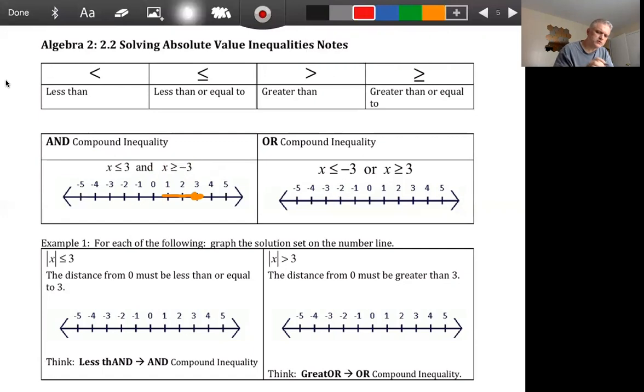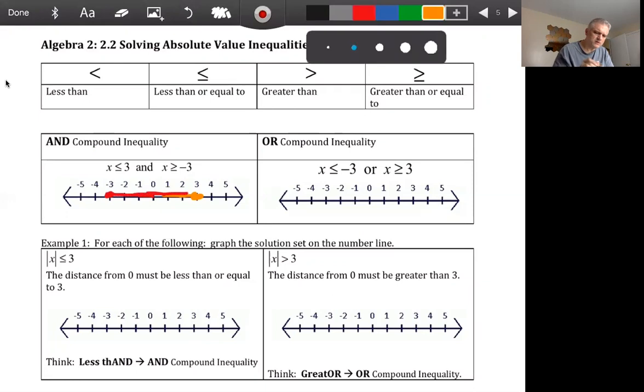Greater than or equal to -3, so I'm going to start at -3. Again, it's or equal to, so I put a solid circle, no open circle. And it says greater than, so I'm going to go to the right. Well, look at this. These guys kind of meet. Okay?